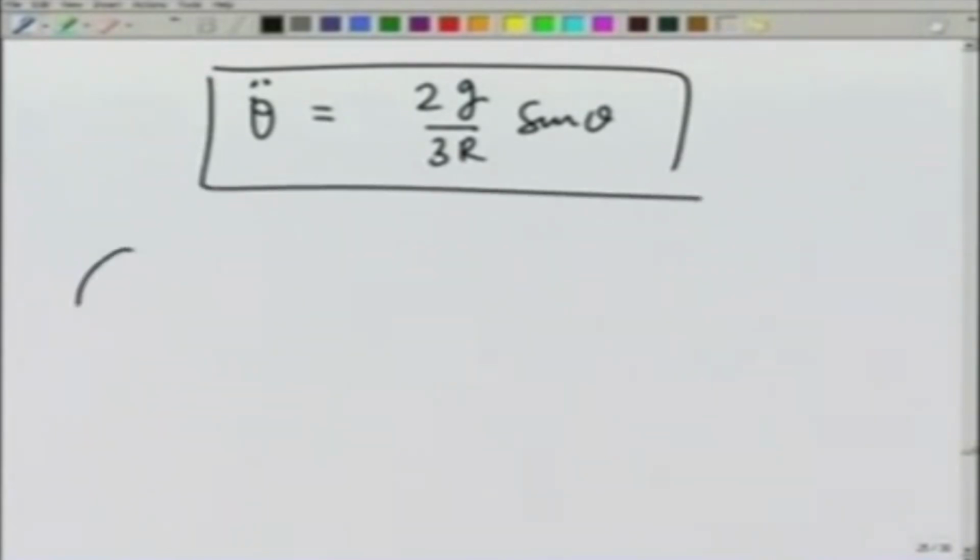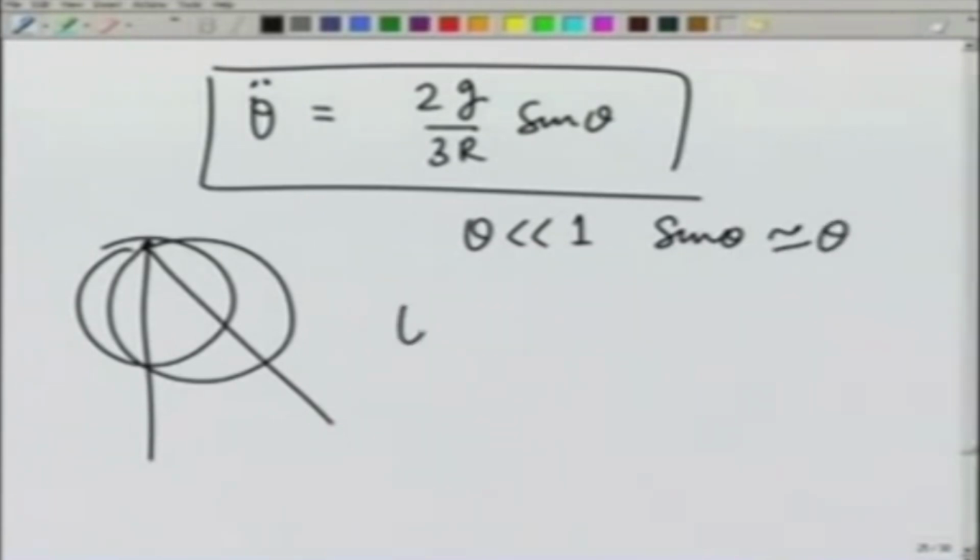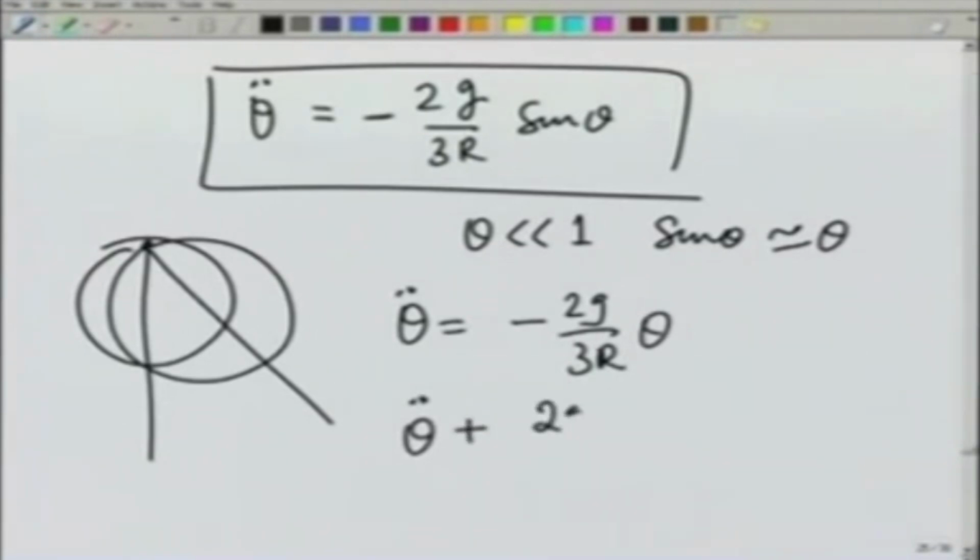We are considering this disc which has been displaced from its equilibrium position like this. For theta much less than 1, so that I can approximate sine theta roughly as theta, the equation of motion becomes theta double dot equals, there is a minus sign here, minus 2g over 3r theta, or theta double dot plus 2g over 3r theta is equal to 0.